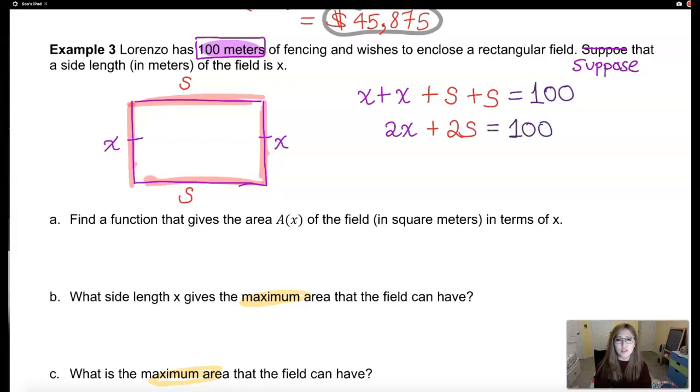What I'm trying to do is solve this for s. Why? Because I want to solve this for s so that I can plug in or substitute the s with an expression that only has x. I want to get rid of s.